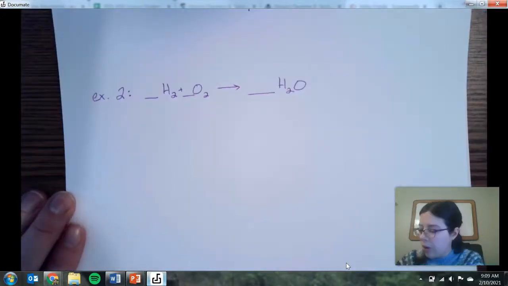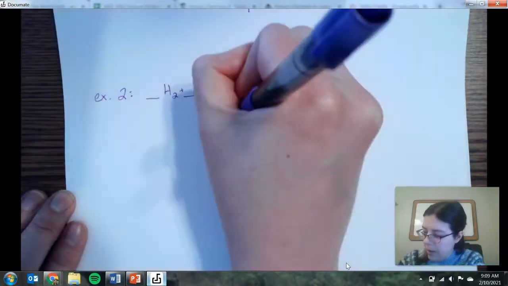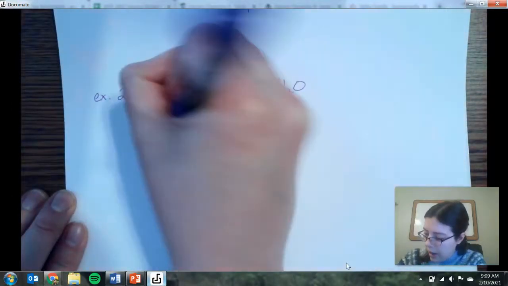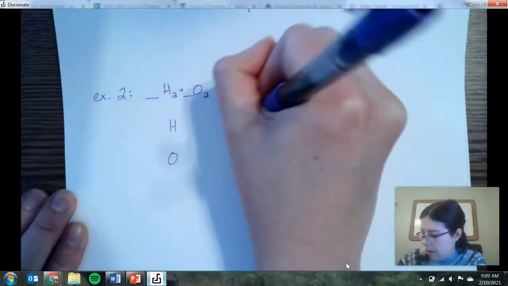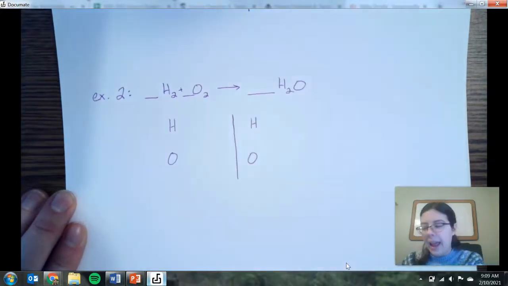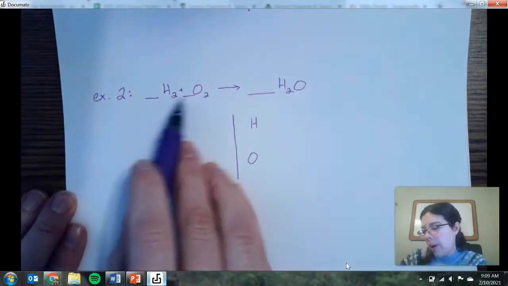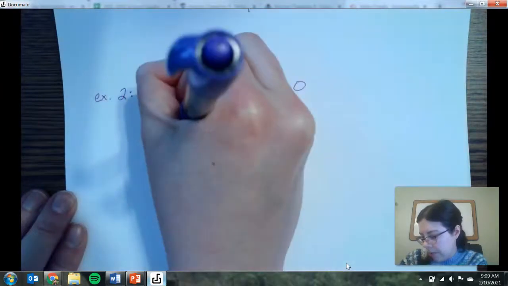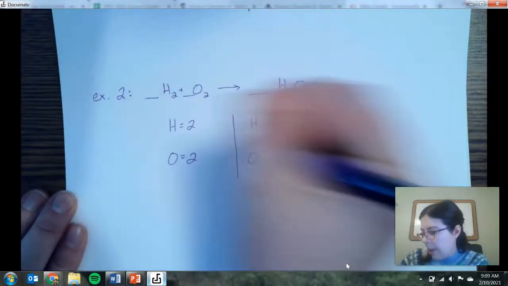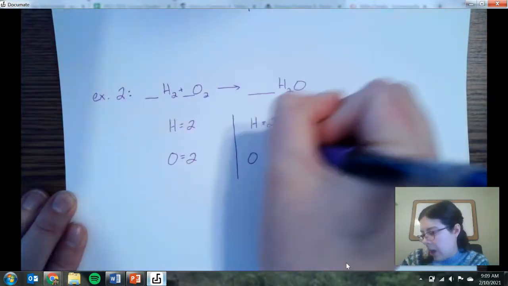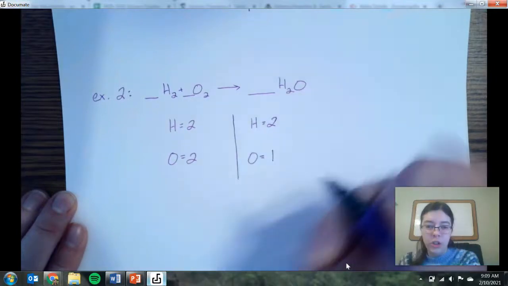So let's go to the next one, which is the formation of water. Okay, so again, I'm going to start by drawing my atom inventory. So I have hydrogen and oxygen. On my reactant side, I have 2 hydrogen and 2 oxygen, so I'm going to start writing those down. And then on my product side, I have 2 hydrogen and 1 oxygen.